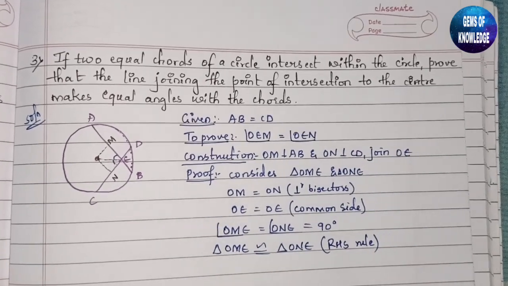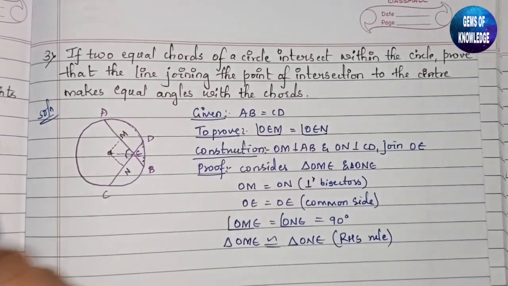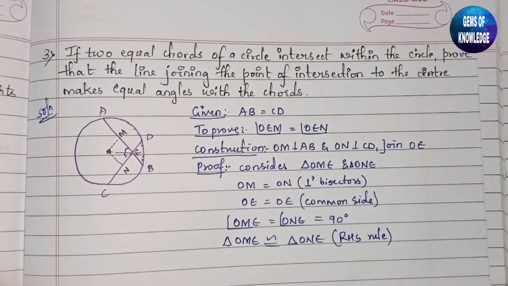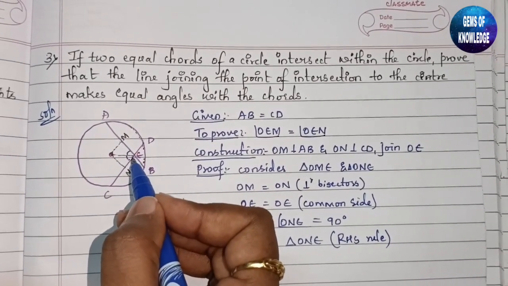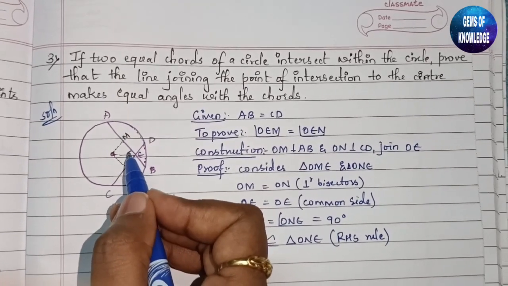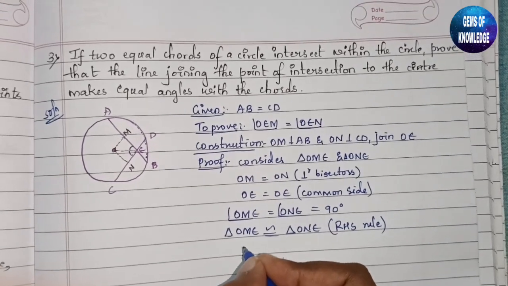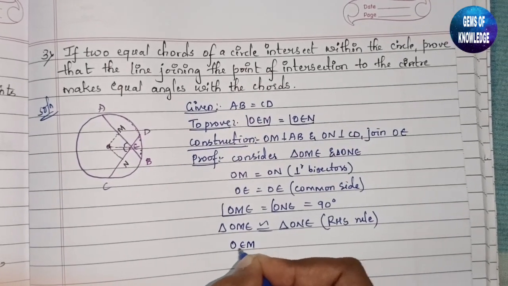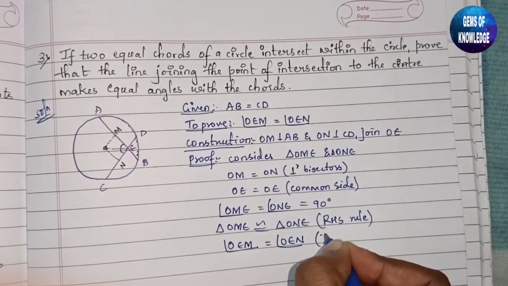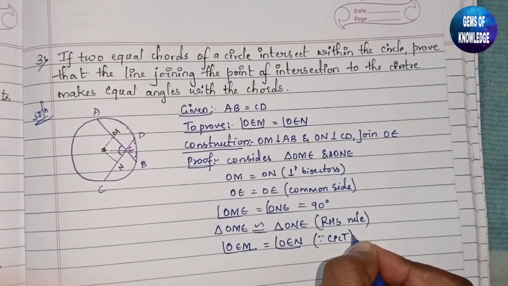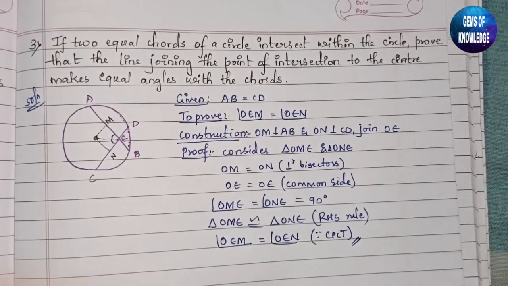Since this is congruent, we can say that this angle is equal to this angle. Since in the second problem we wrote that ME is equal to NE, similarly we can write that this angle is also equal, because of CPCT, that is, angle OEM is equal to angle OEN, since CPCT. That's what we needed to prove. Okay, so we'll move on to the next question.